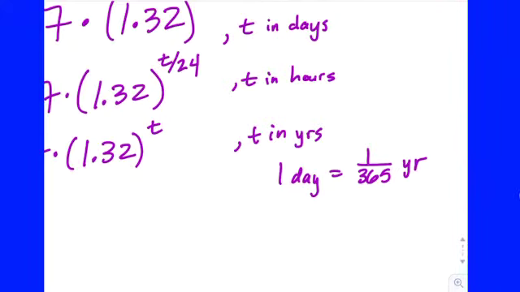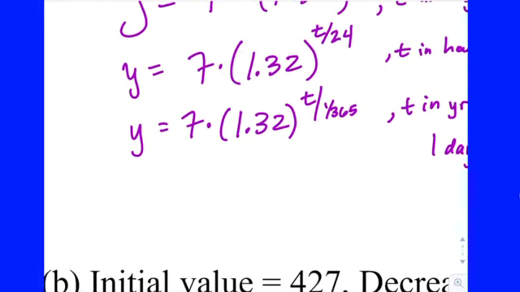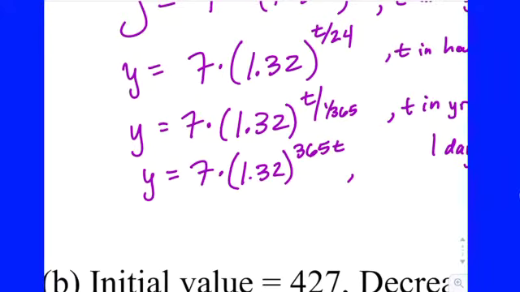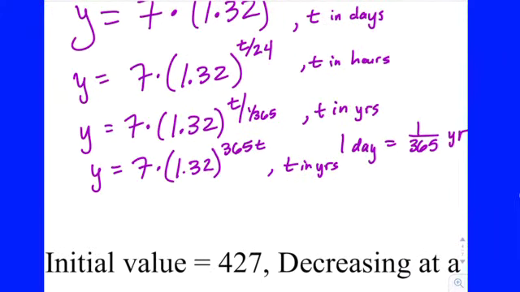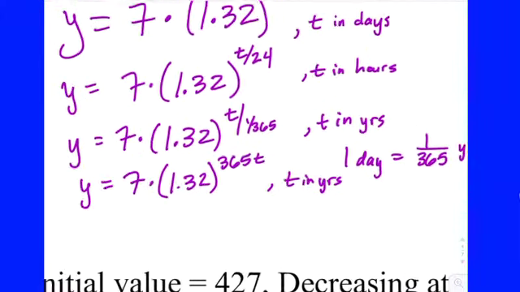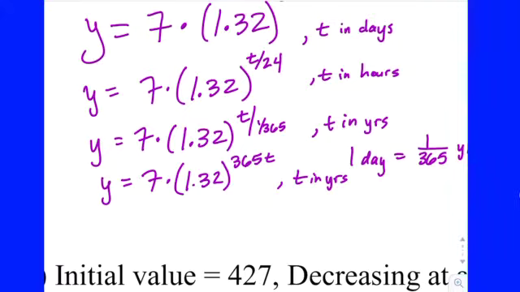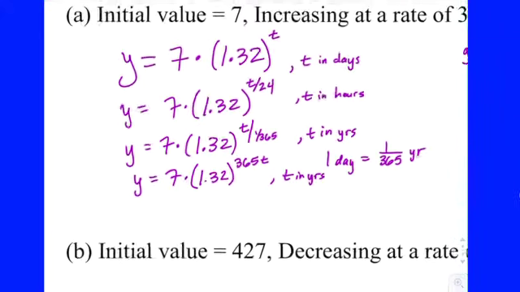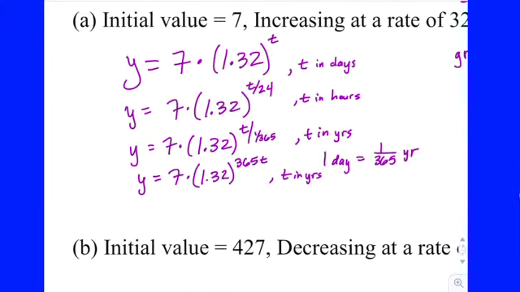Remember, we did this on Thursday or Friday. When you do T divided by a fraction, that just looks yucky. So what can we do to make it look prettier? 365T. Yeah, 1.32 to the 365T. And we'll just put T in years. So if you're ever using units that are bigger than the obvious ones, you're going to have a horizontal compression. It's going to be a number times T instead of a horizontal stretch, if you go with smaller or bigger units.